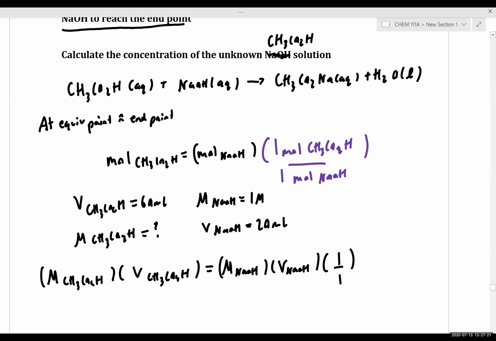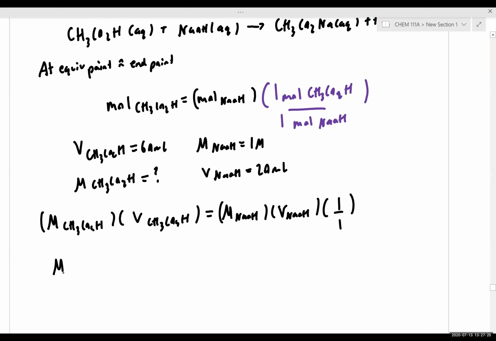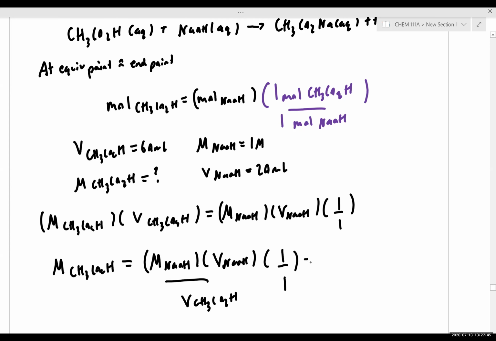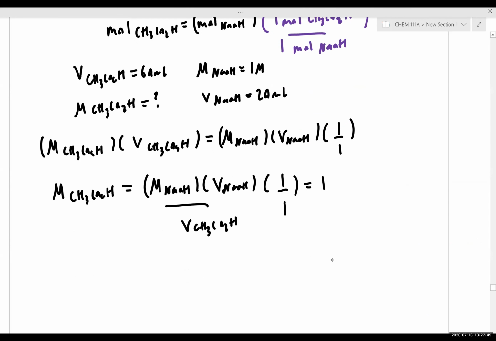Now, plugging in some numbers, we solve this equation, and we get the molarity of acetic acid is equal to the molarity of sodium hydroxide times the volume of sodium hydroxide over the volume of acetic acid times 1/1, which in turn gives us 1 molar sodium hydroxide times 20 mL over 60 mL, and that in turn gives us a molarity of acetic acid of, let me punch this into my calculator, 0.3 molar.